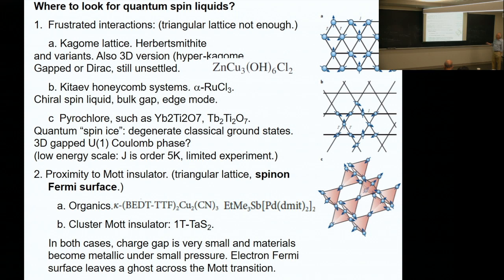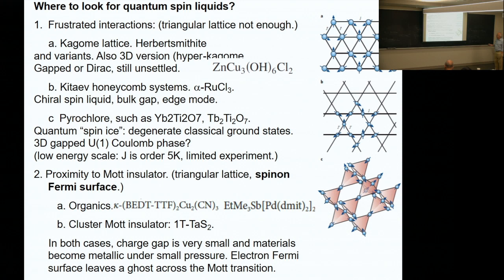There is also the Kitaev honeycomb system. Kitaev's model on the honeycomb lattice is this famous model which is solved exactly. Amazingly, people managed to find a solid state example that satisfies that kind of Hamiltonian. And there have been claims recently that this particular material is actually a spin liquid in a magnetic field. It has a bulk gap and edge modes.